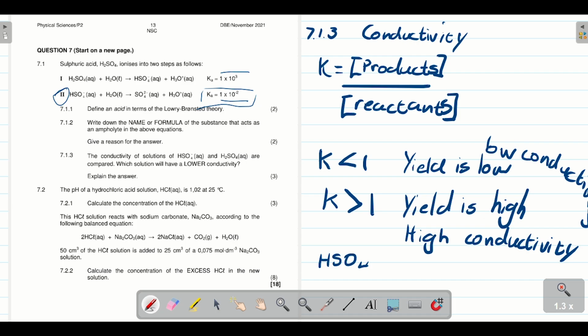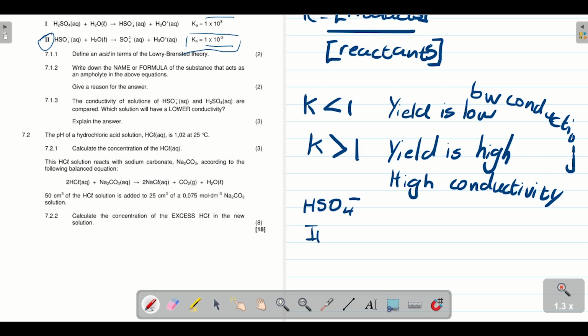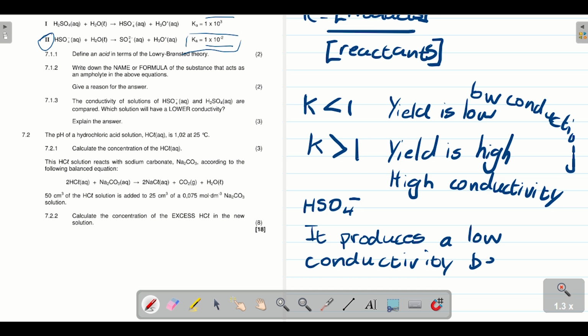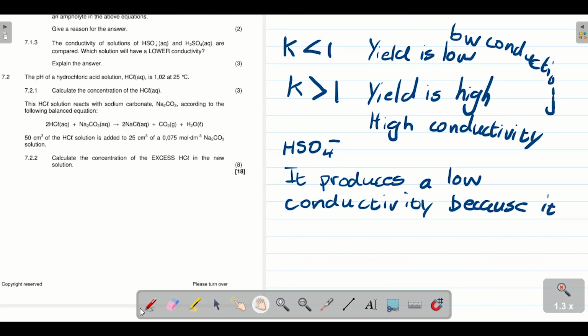So our answer to 7.1.3 is HSO4 minus. The reason will be it produces a low conductivity because it has a low K value.